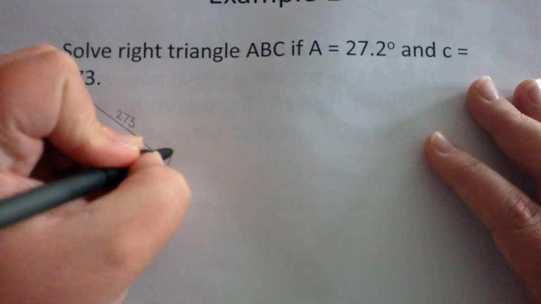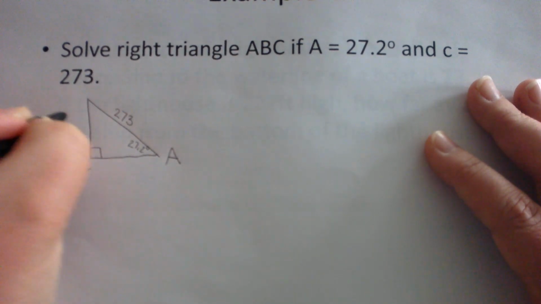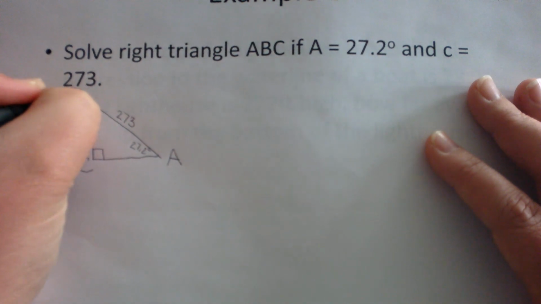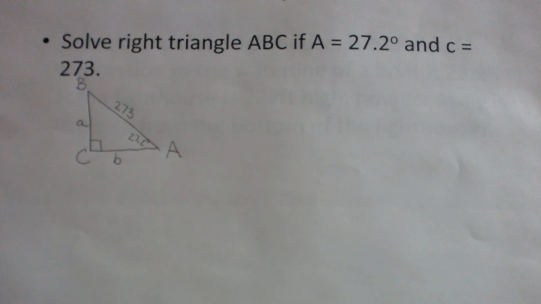And then angle A, we can pick at random. I'll pick it there, 27.2 degrees. And so then this is going to be side A, and then angle B and side B. So first, if I start with angle B, because I know that the sum of the angles in a triangle have to equal 180.